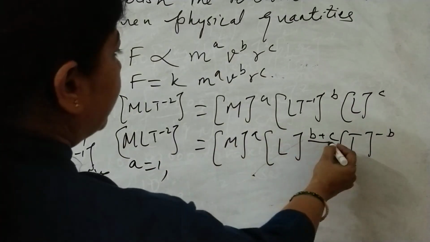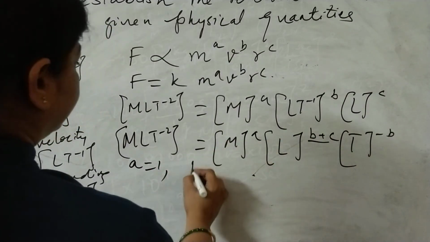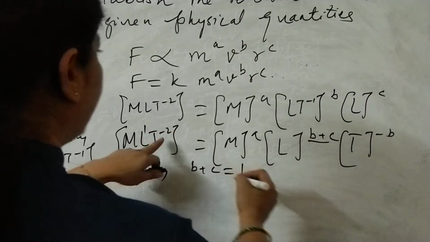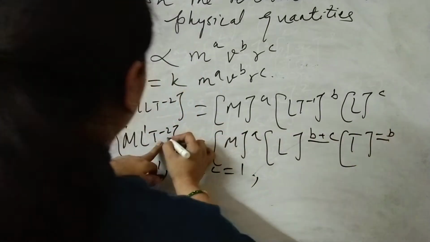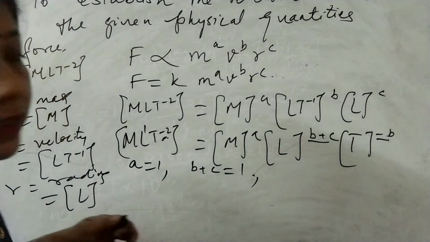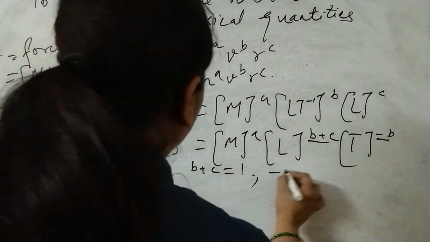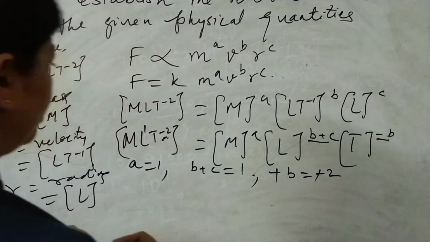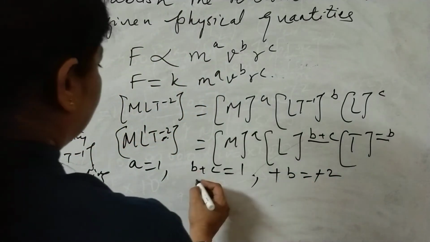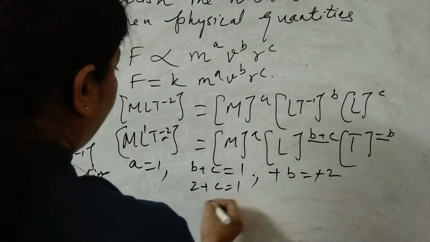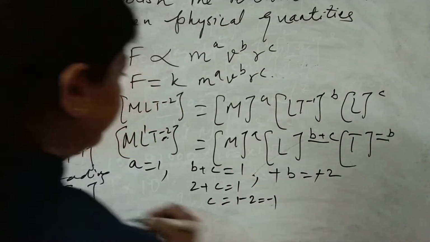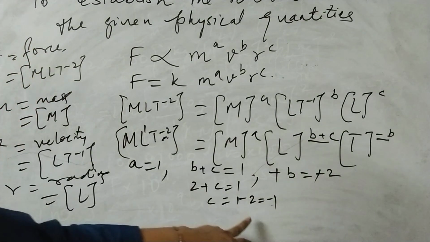Now next, b plus c is equal to 1. And then we have minus b is equal to minus 2. So b is 2. If b is 2, then 2 plus c is equal to 1, so c is equal to 1 minus 2, so you get minus 1. Okay, so this is what we are getting.